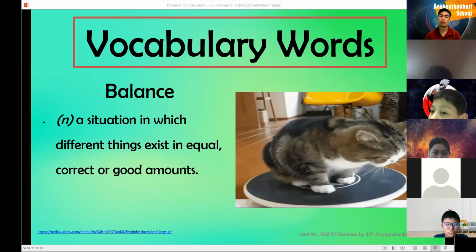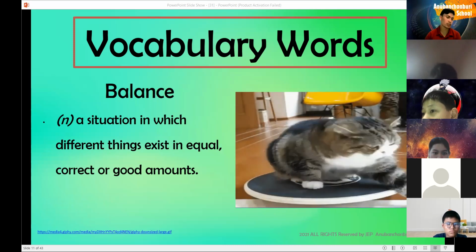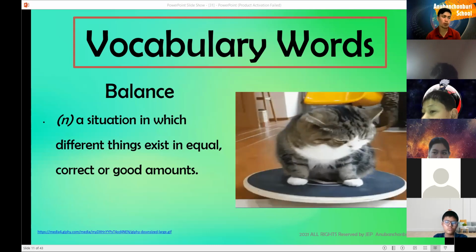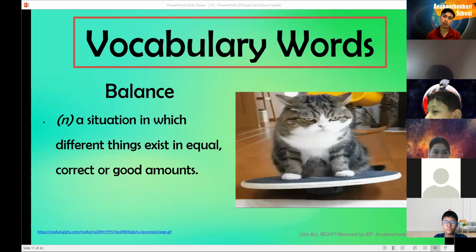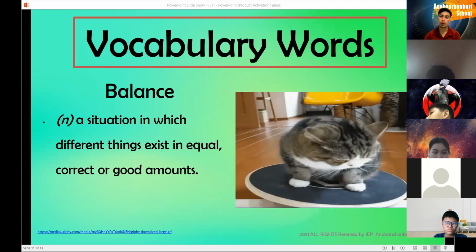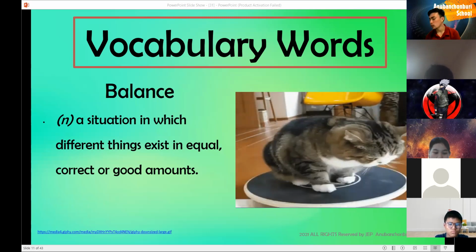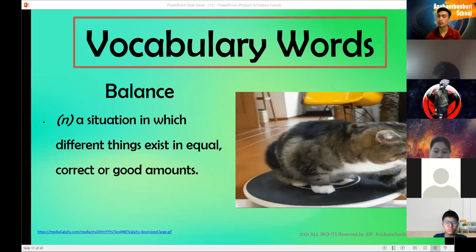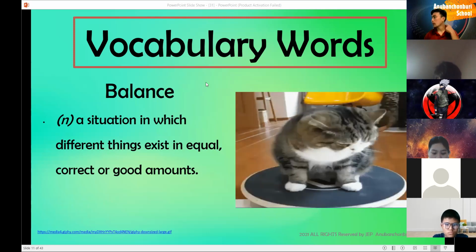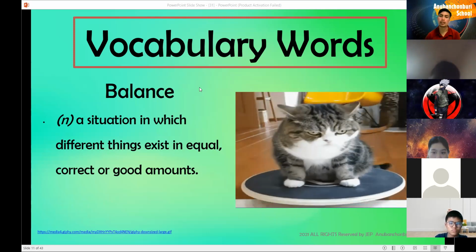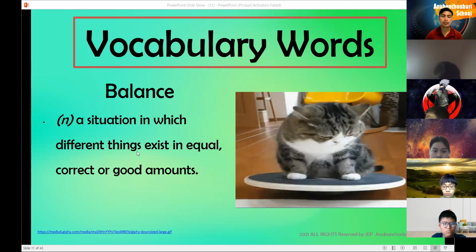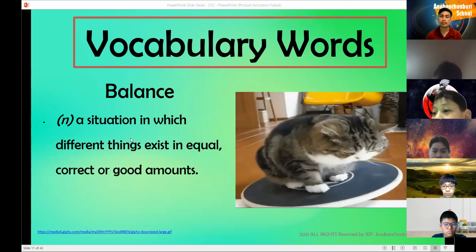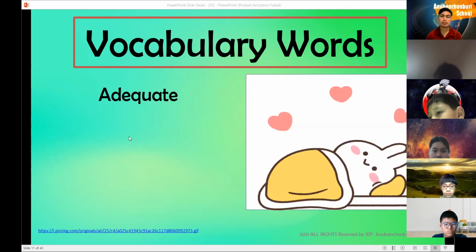It's not good that you will always exercise but not do your homework. It's also not good to focus only on your work, doing all the things that you need to do as a student, but neglect exercising. So we need to find a balance in everything that we do.